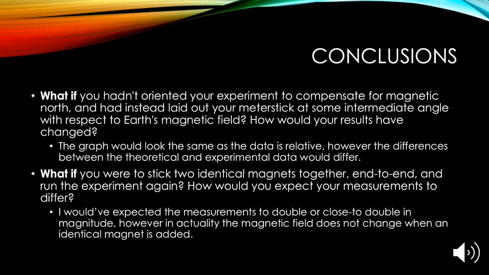Some interesting conclusions were that if I hadn't oriented my experiment to compensate for magnetic north, then my graph, I believe, would look the same as the data is relative between the natural log of magnetic field versus the natural log of distance. However, the differences would be in the values, and therefore the differences between the theoretical and experimental data would be rather large. I also would have expected the measurements for the magnitude of magnetic field to double or close to double if I stuck two identical magnets together. However, the magnetic field does not change when the identical magnet is added.